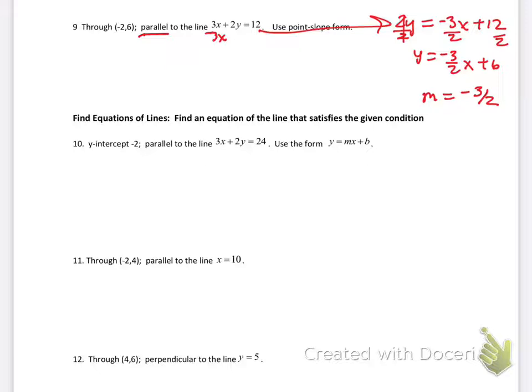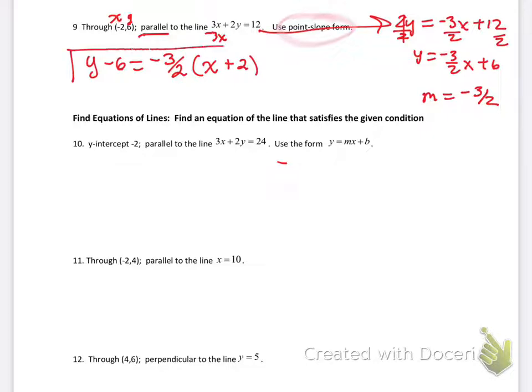If I put this in point-slope form, I'm just going to do y minus my y1, so it's 6. And then my slope stays the same, negative 3 halves. And then x minus x1, which is negative 2. So really that turns into a plus 2. And I'm done.